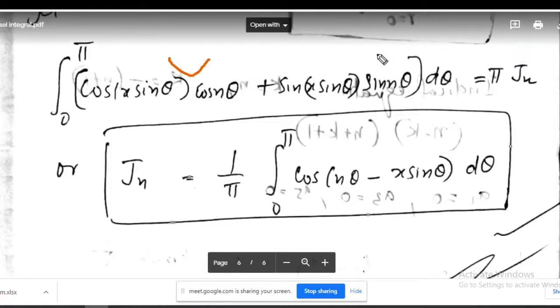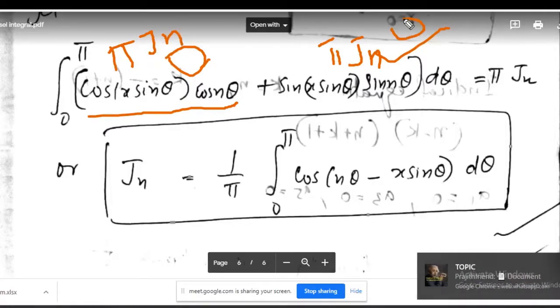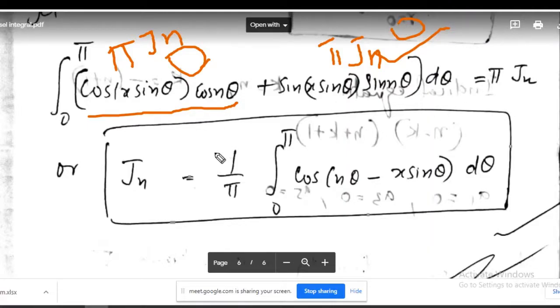These two results that we add, for n odd this will be 0, but this will be pi Jn. Okay, and for n even this will be pi Jn, but the second one will be 0. Okay, so what we can write, when n is odd, one of it is pi Jn, other is 0.